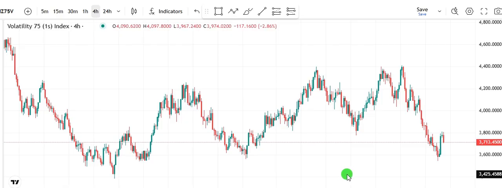Just in case you're not familiar with the broker called Deriv and the particular asset I'm trading right now, it's actually a synthetic market. Remember, Deriv don't just offer the normal forex market; they also offer synthetic, whereby you can trade them on weekends, on public holidays, no fundamentals, just your pure technicals.